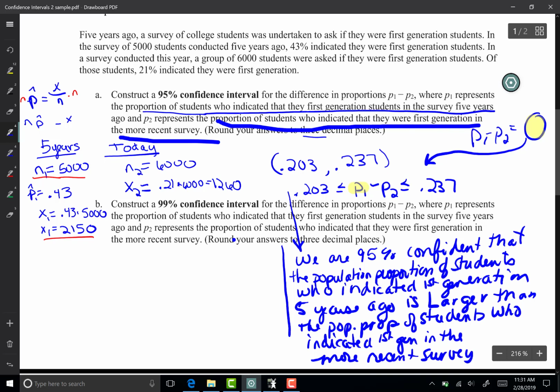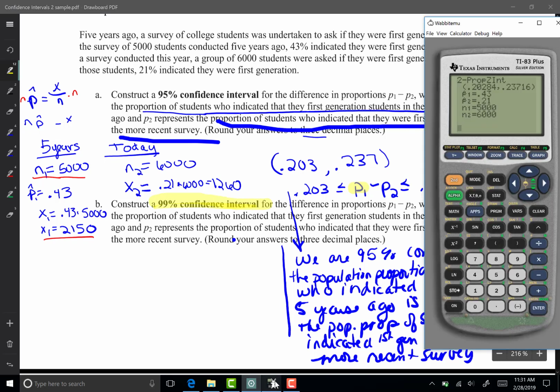All right. And the second part here, we're just changing it to a 99% confidence interval. So we're going to do this the same way. But when you go in your calculator and you do stat, test, down to 2 prop z interval, we change this to 99. Do you think the confidence interval is going to get closer together or further apart? Yep, further apart.